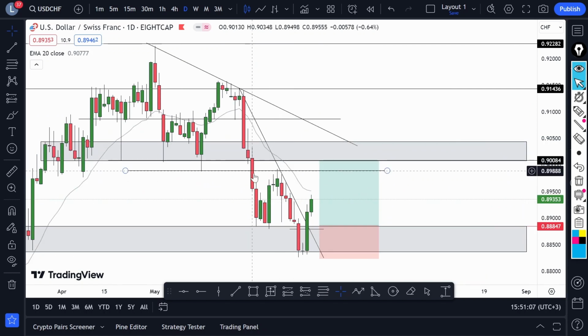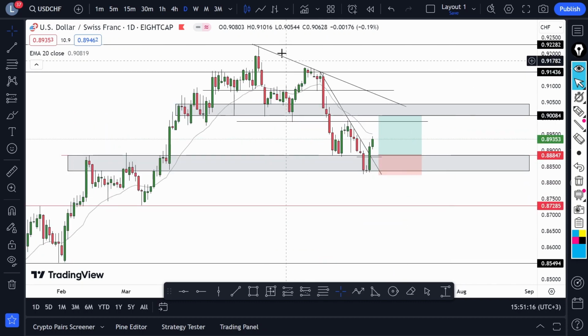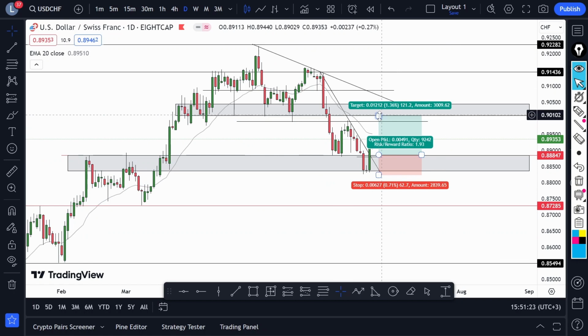I'll ideally also be keenly looking at this body high around 89.73, probably as my first take profit, but I'll decide on this later on. But just the basic idea around how I'll be approaching the dollar Swiss: I'll be bullish, targeting the next area around 0.9.